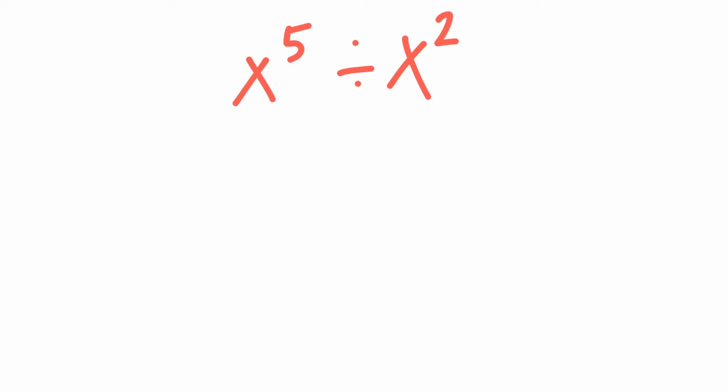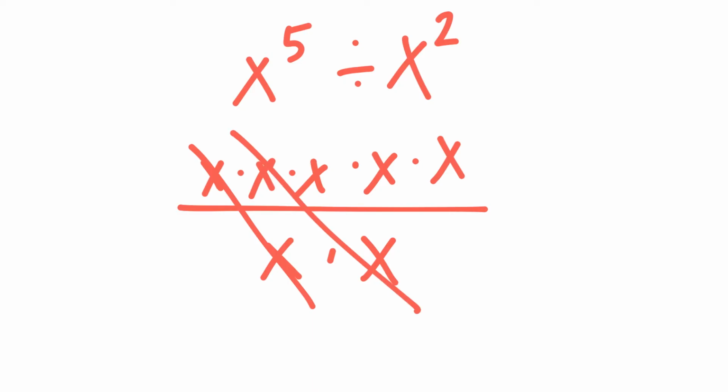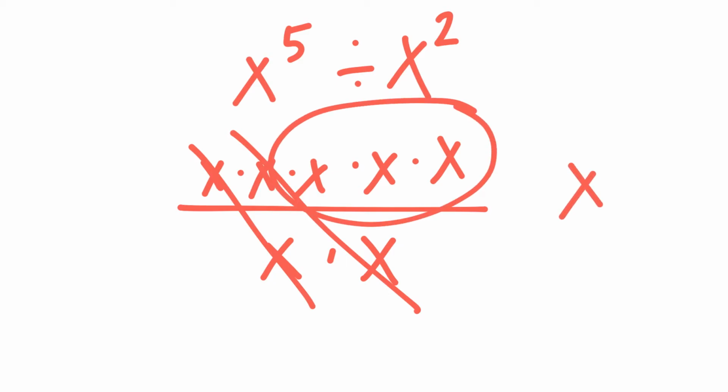So I take my x to the fifth power, x times x times x times x times x, and I'm dividing by 2 x's. When we have the same numbers on the top and the bottom of our division bar, they end up canceling one another out. And so what's left, once I cancel all of that out, is 3 x's. So that's x to the third power.